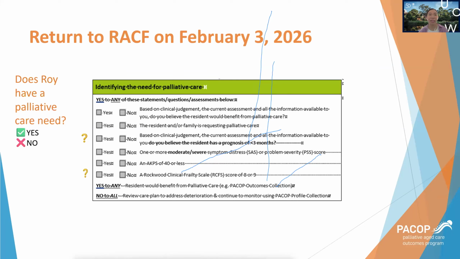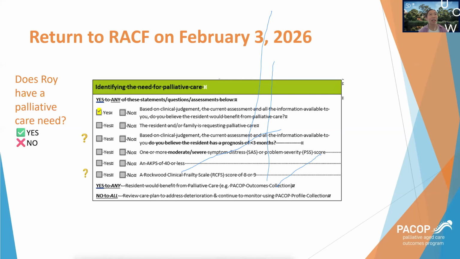We assume we've completed the DRT, and on to the last part of the DRT, we have this question, yes or no, identifying the need for palliative care. And remember, we only need one tick. So let's go through this one by one. Based on your clinical judgment and the current assessment and all information available to you, just thinking about the changes that have happened in a month's time, do you think he'll benefit from palliative care? You could say yes, or you could say no. I think I'll say yes for this.